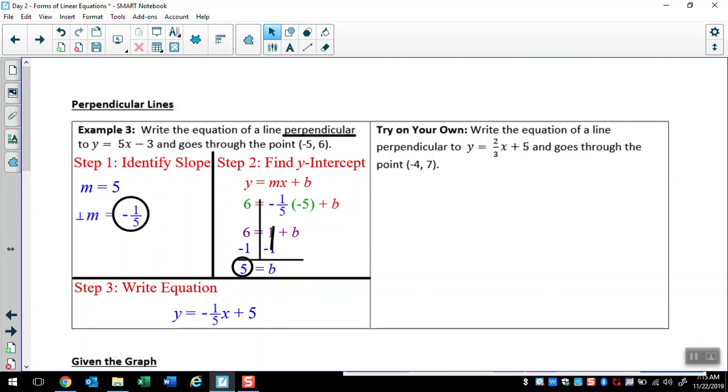All right, I want you to go ahead and try on your own. Again, you can use either method here. Once you've established what your slope is, you can either use the slope-intercept form to find your y-intercept and then write your equation, or you can use point-slope to put into point-slope form and convert to y-intercept form. Go ahead and pause the video now.